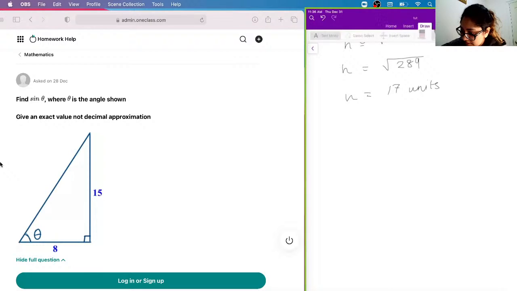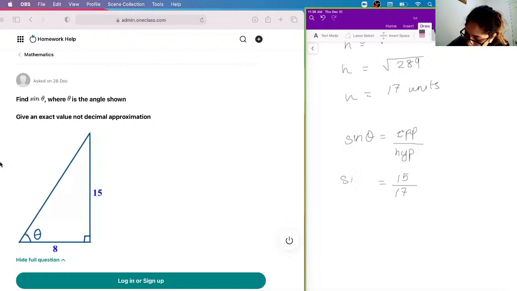Okay. And so now when we want to find out sine of theta for this question, we know that sine theta is equal to opposite over your hypotenuse, right? And so we're given the opposite side, which is 15, and your hypotenuse that we just found is 17.